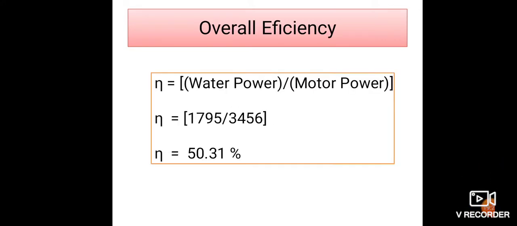Then we directly find the overall efficiency. Efficiency is nothing but output upon input. Output is our water power and input is our motor power. Put in these values and we get the overall efficiency, 50.31%.